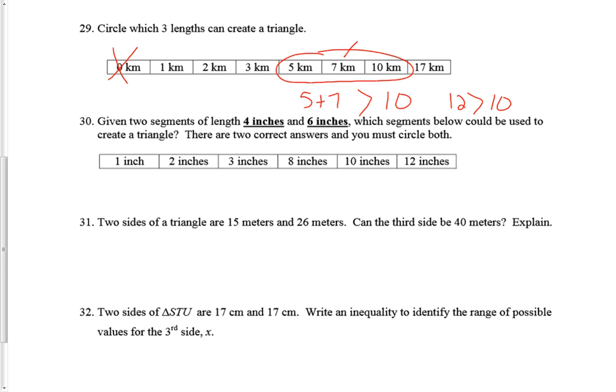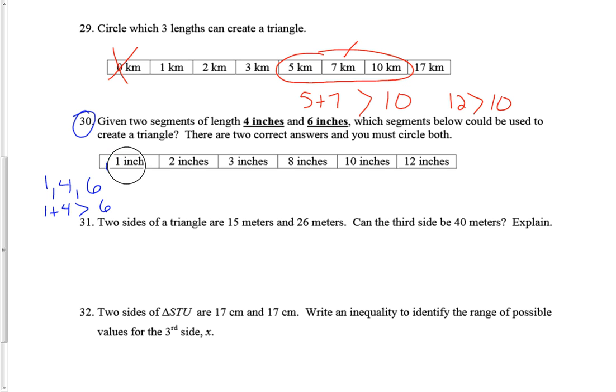So let's move on to number 30. We have two lengths, 4 and 6. Which segments below could be used to create a triangle? There are two correct answers, and you must circle both. Well, in this one, I could go through and check each one, meaning I could compare the 1, the 4, and the 6 if I was checking to see if 1 inch will work. I would add 1 and 4 and decide, is that bigger than 6? In this case, it is not. And I could go through and do that with each of these choices.